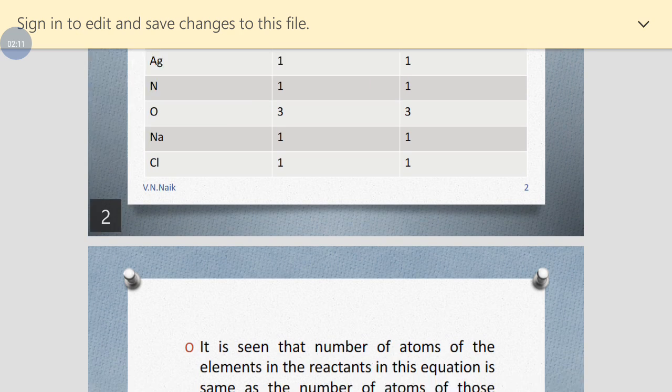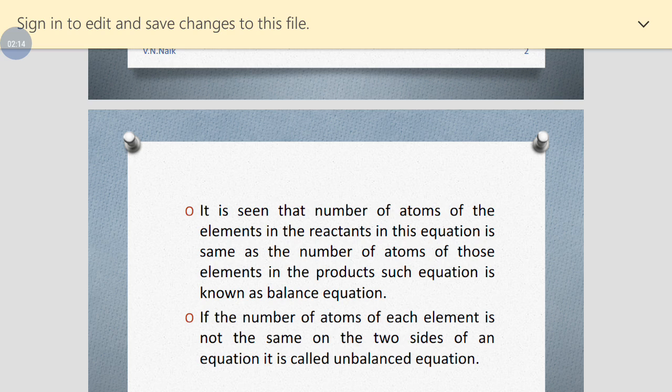In this equation, it is seen that the number of atoms of the elements in the reactants is the same as the number of atoms of those elements in the products. Such an equation is known as a balanced equation. If the number of atoms of each element is not the same on the two sides of an equation, it is called an unbalanced equation. Balanced means both sides' atoms are equal.